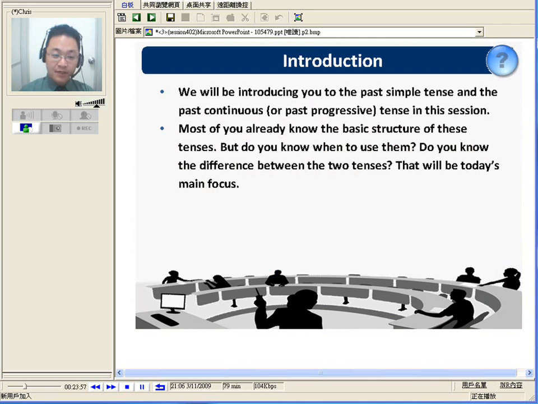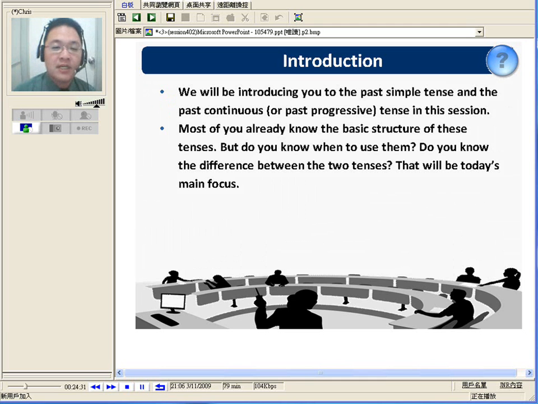Now, previously we had two sessions. We were talking about adjectives and adverbs. That one didn't go very well. We also talked about present tense. The first one we talked about simple present tense and present continuous. And today we're going to talk about something that is quite similar, which is the simple past tense and the past continuous.